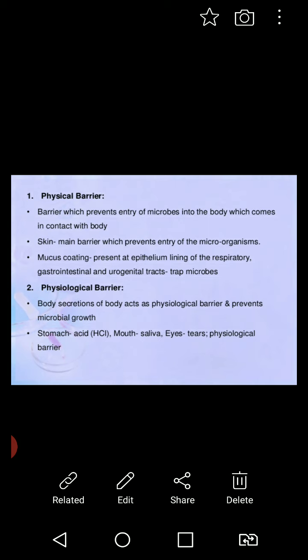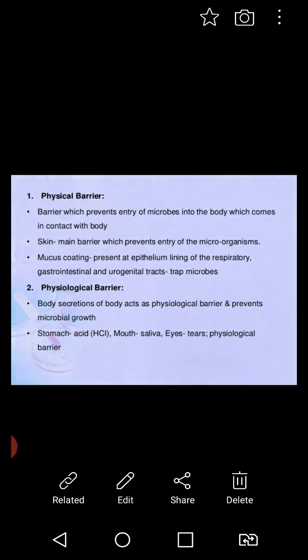Mucous membranes are present in some of our body parts: the respiratory system, gastrointestinal system, and urogenital tracts. These tracts help in trapping microbes entering our body. Some of the mucous membranes also prevent the entry of microorganisms into our body. What are the mucous membranes present here? Respiratory system, gastrointestinal system, and urogenital tracts.